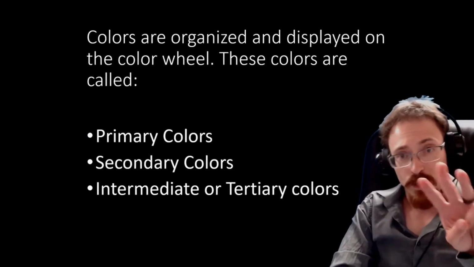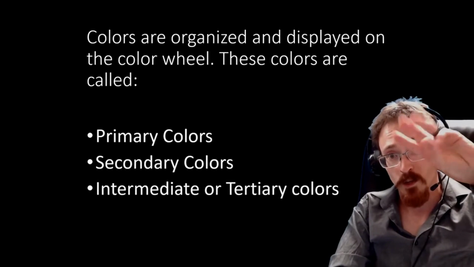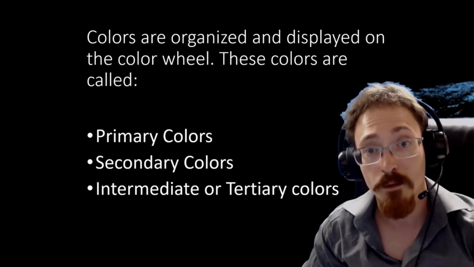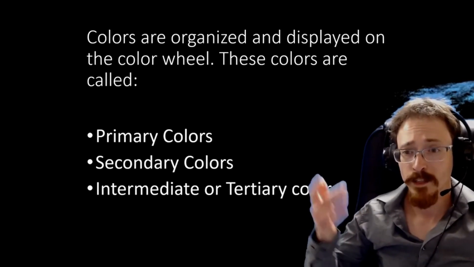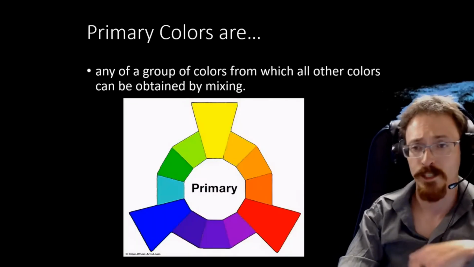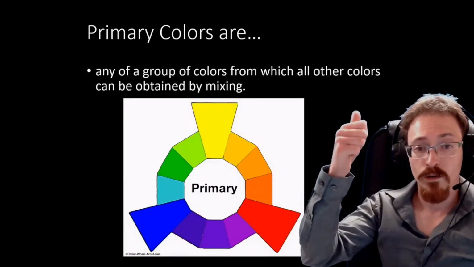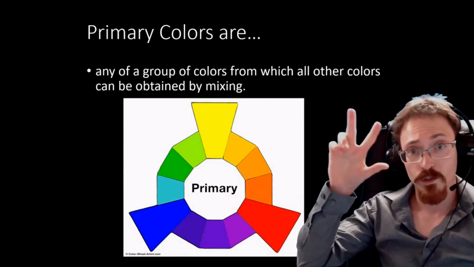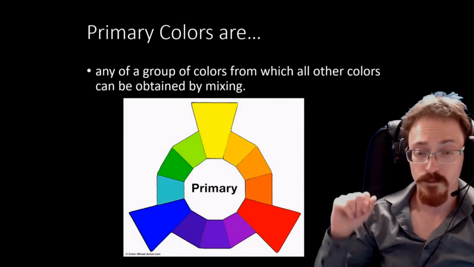There are 3 different types of color. Primary color, secondary color, and tertiary or intermediate color. And if you are in my Art 3 class, I really hope that you remember what all these colors are. If you're in my Art 2 class, I can kind of see how you forget maybe tertiary or intermediate. But let's go ahead and look. Primary colors are yellow, red, and blue. Using those 3 colors, you can make all of the other colors on this color wheel.